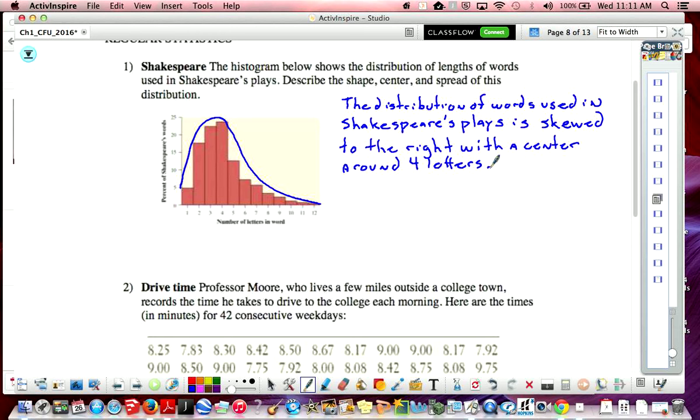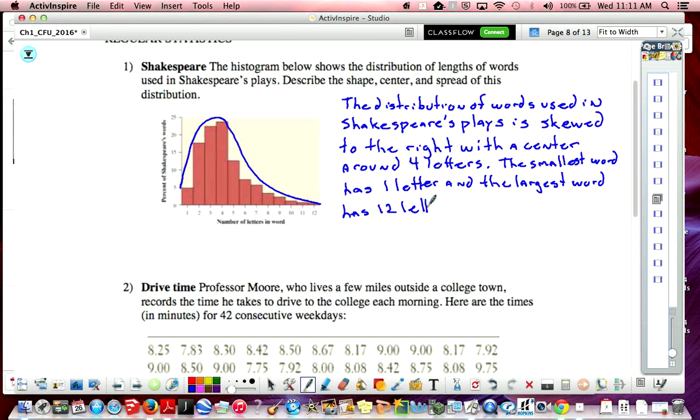Good catch. So now we want to talk about the range. I'm going to note here the smallest word has 1 letter, and the largest word has 12 letters, making the range 11 letters.